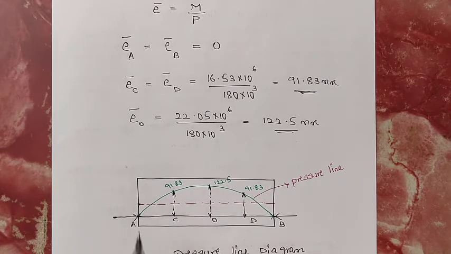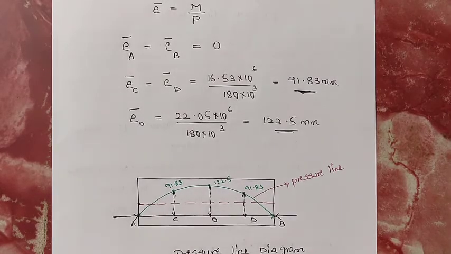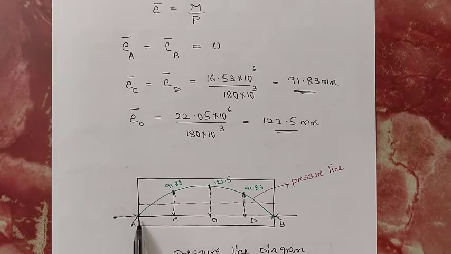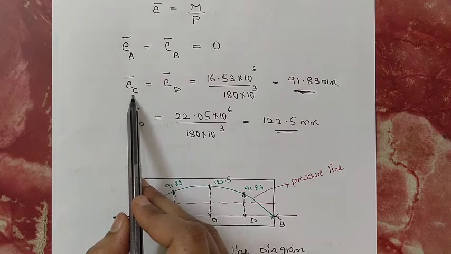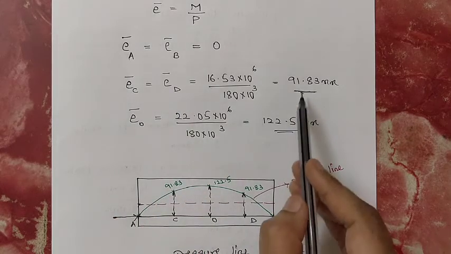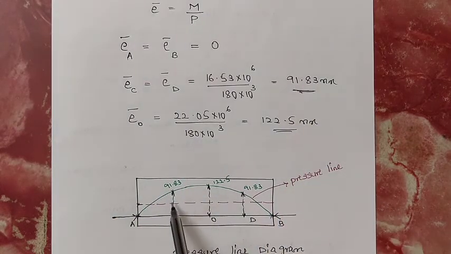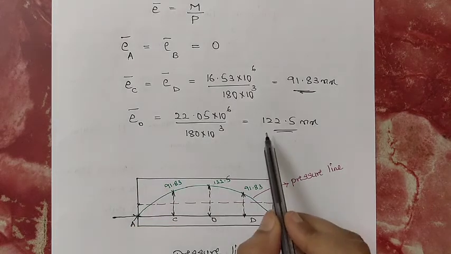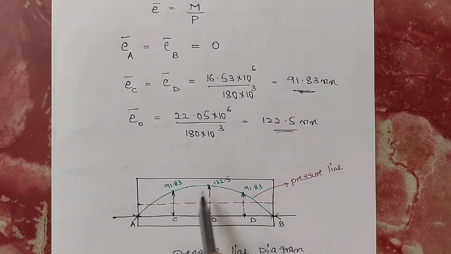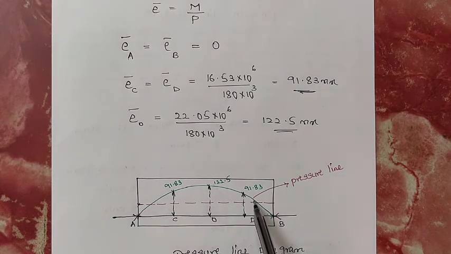At A it is 0, that is, eccentricity value at the support is 0. Eccentricity at C and D is 91.83. I have shown it here. And at the midspan O it is 122.5 mm. Then join that curve smoothly and show the height value. This line you call the pressure line.